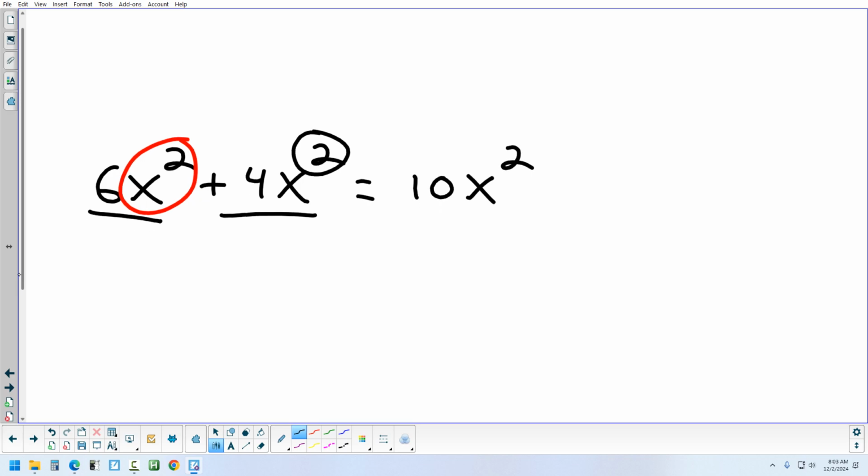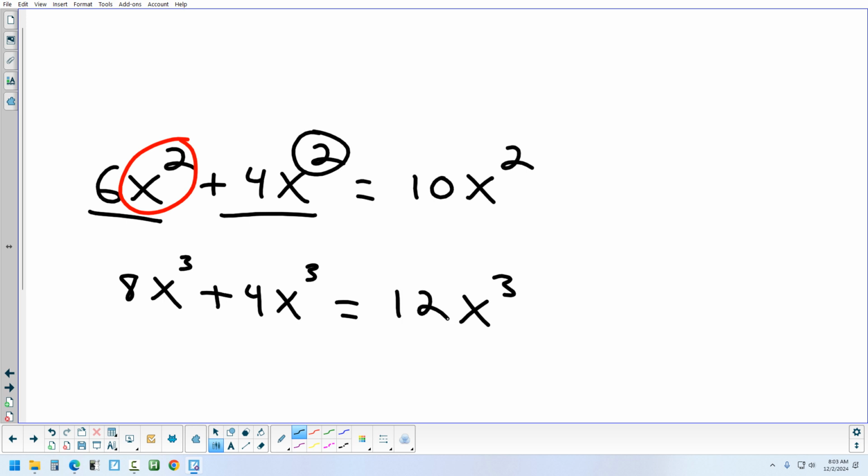Okay. Let's try another one. Let's try like 8x cubed plus 4x cubed. When I'm done, because I'm adding, I'm still going to have x cubes. It's just a matter of how many. So Ben, if I add 8x cubed and 4x cubed, what does that give me? 12x cubed. 12x cubed. Yep.